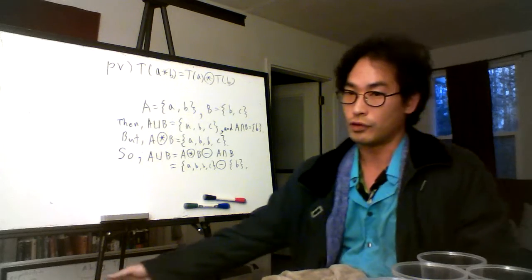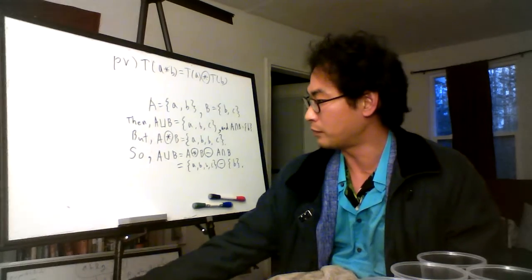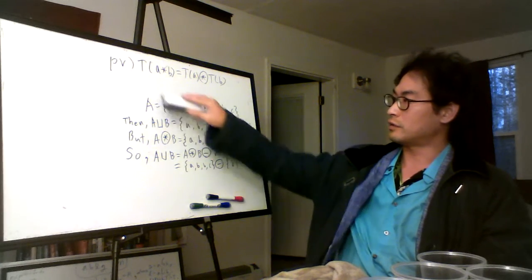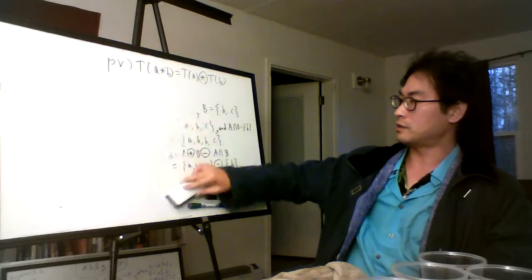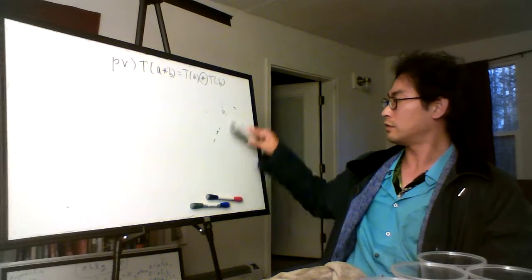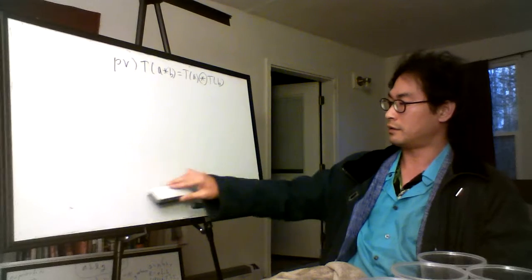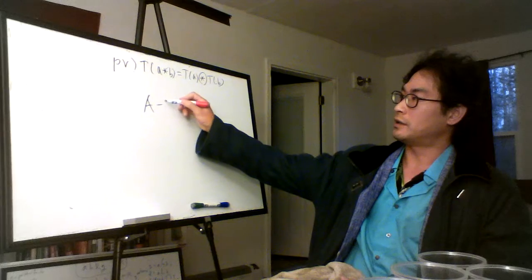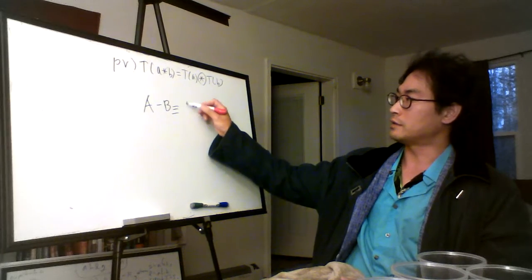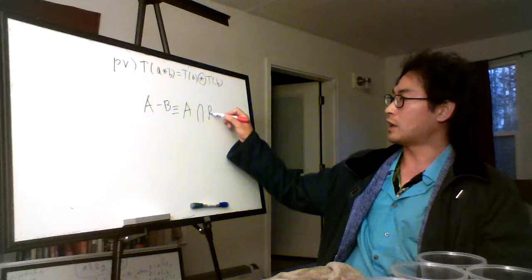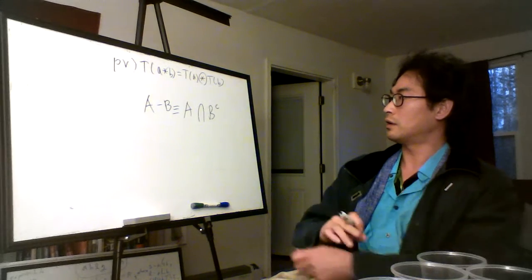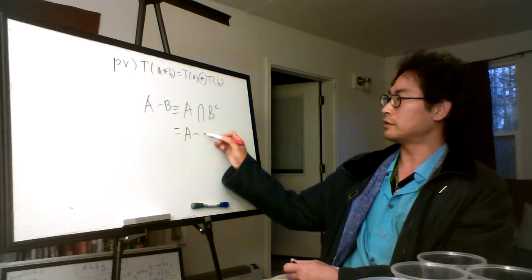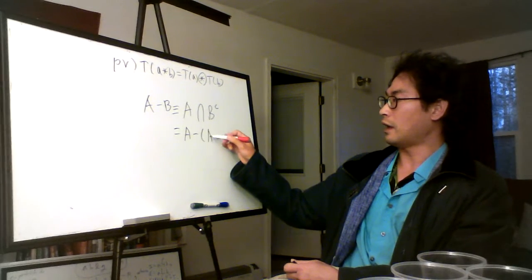We're gonna have to go back to the basics. We have multi-set subtraction, but before you get to that, let's think about traditional set theoretical subtraction. A minus B is defined as A intersection B complement, which is the same as A minus A intersection B.